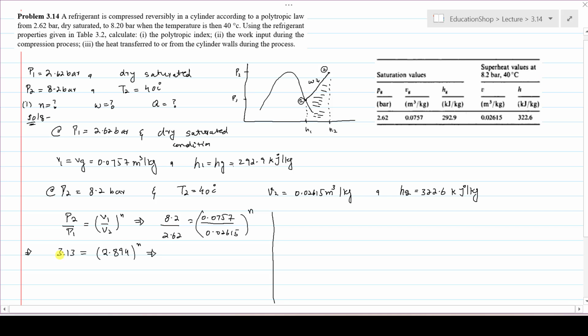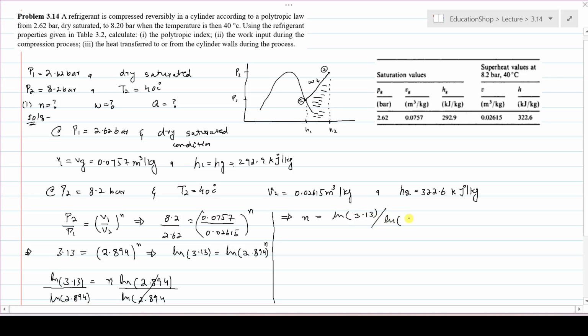Now apply ln to both sides. It is the simple log rule that it can shift the exponent to its coefficient. So I can also write it like this: ln 3.13 equals n times ln 2.894. Now divide both sides by ln 2.894. This will cancel out and it will give you n equal to ln 3.13 divided by ln 2.894.